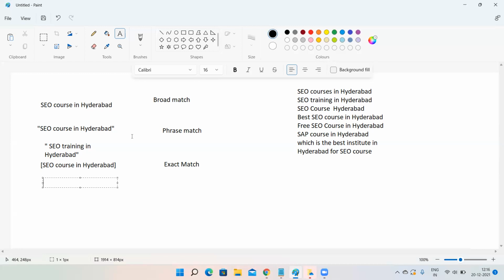Like this, n number of keywords you have to mention because it is an exact match. Exactly, you have to mention like this. Again, take brackets. Again, SEO training in Hyderabad. Like this, you have to mention for each and every keyword.